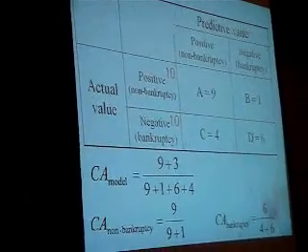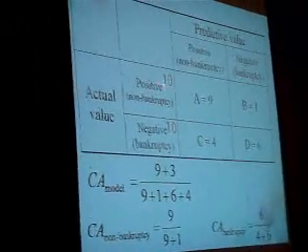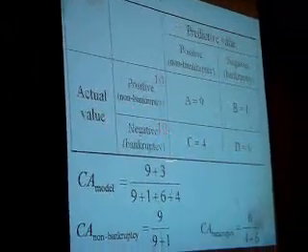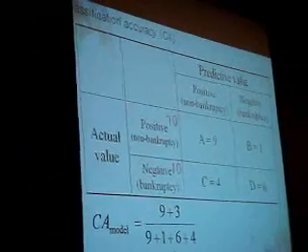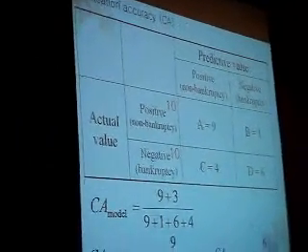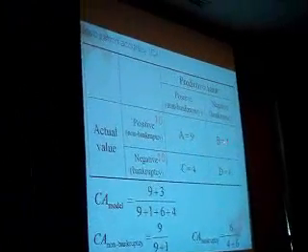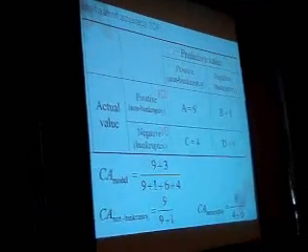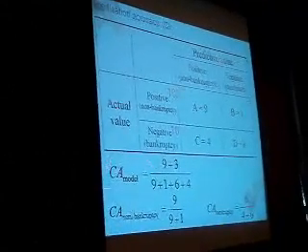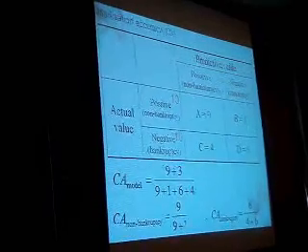For example, there are 3 non-bankrupted companies and 10 bankrupted companies. One classifier gives A9, B1, C4, D6. So we can find CA model, CA non-bankruptcy, and CA bankruptcy.